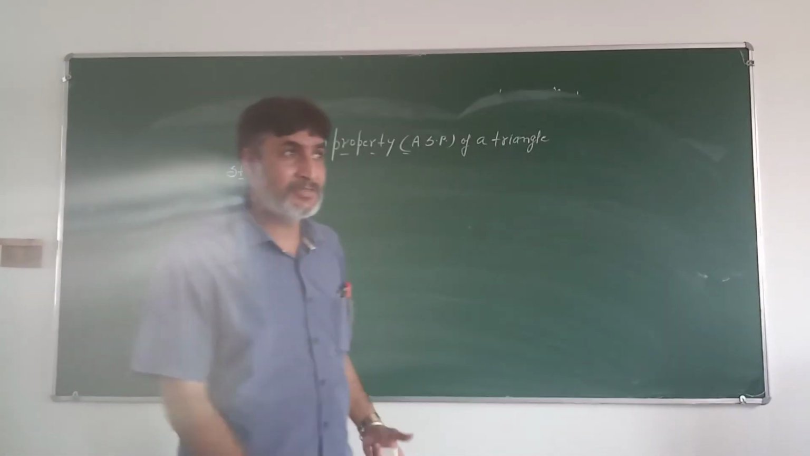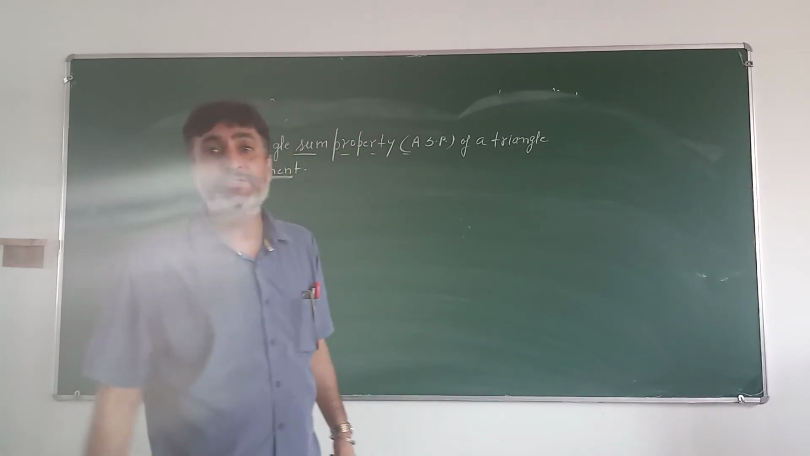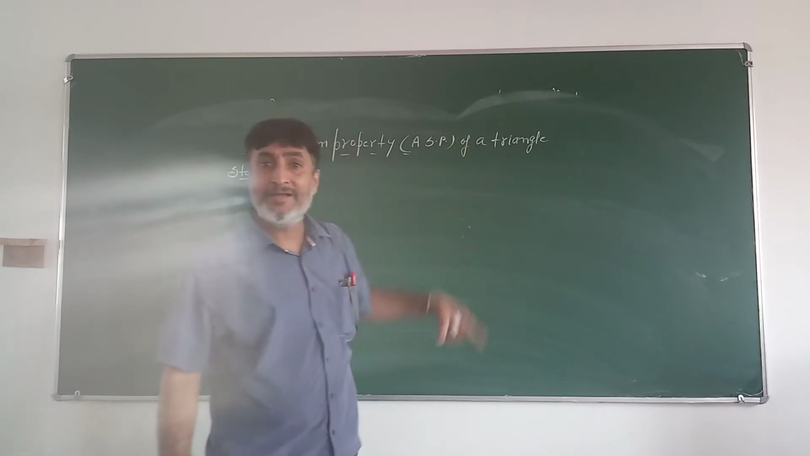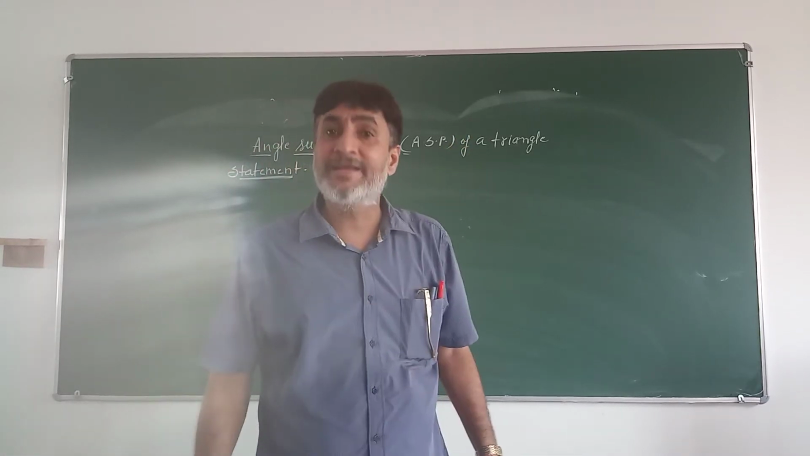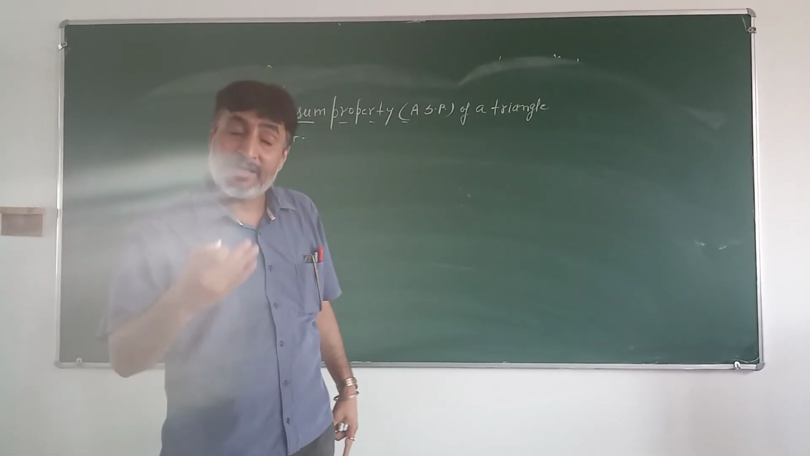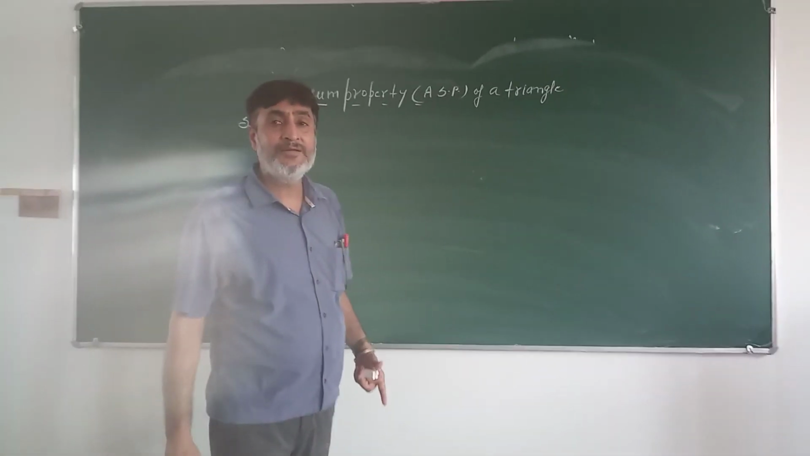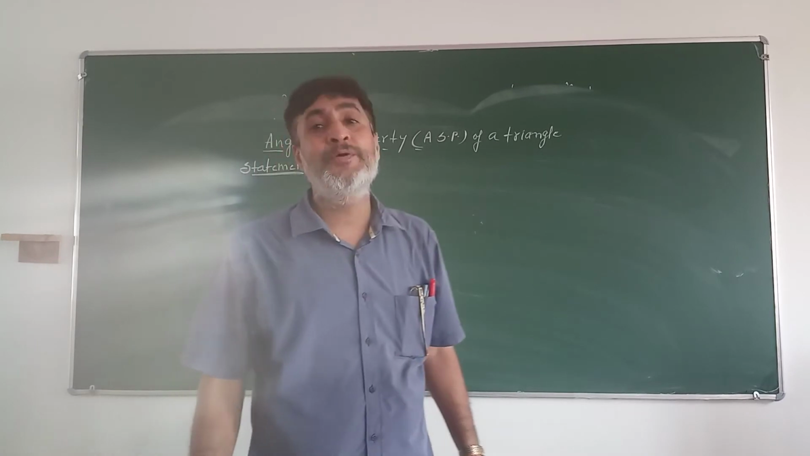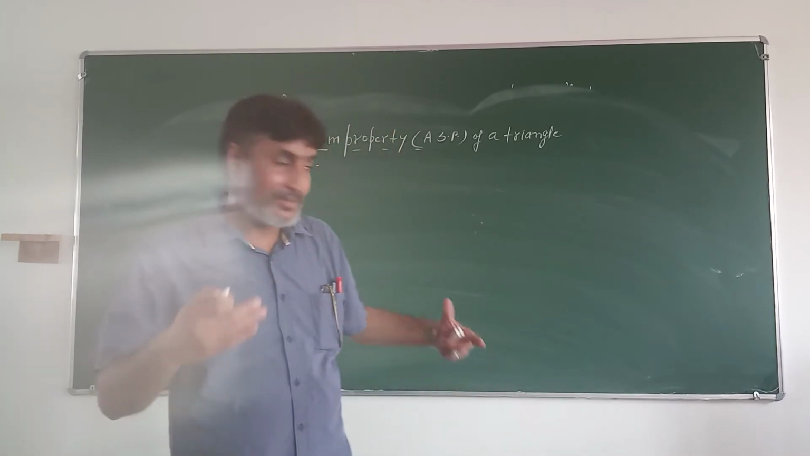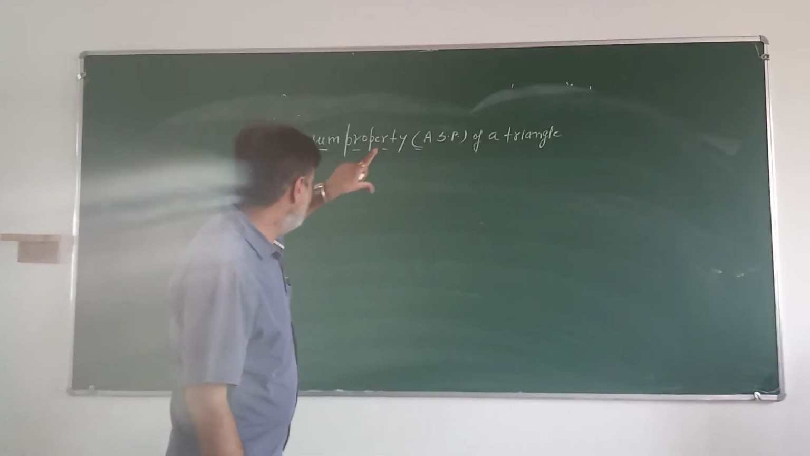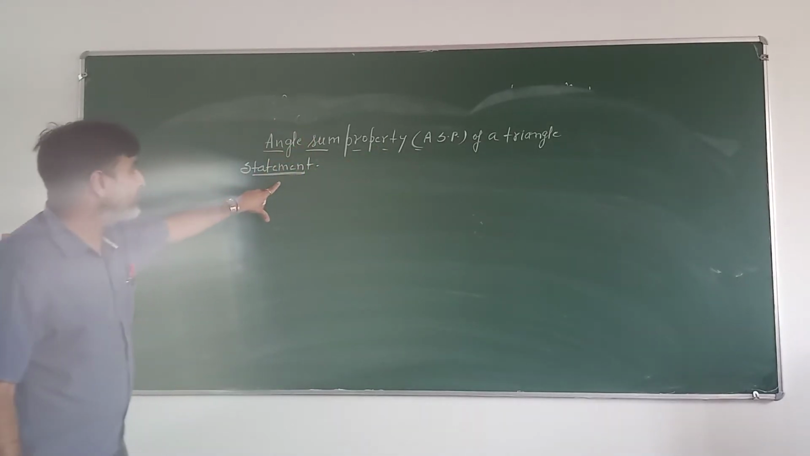Today we will discuss two very important theorems related to triangles. First one, the angle sum property of a triangle, which is called in short ASP of a triangle, and second one, the exterior angle property of a triangle. So let us start with the angle sum property of a triangle. What is the statement of this theorem?